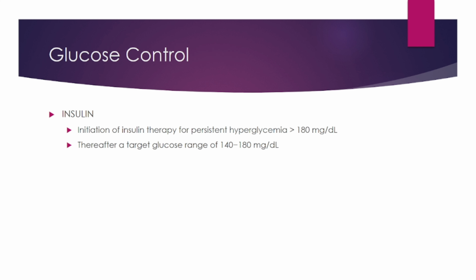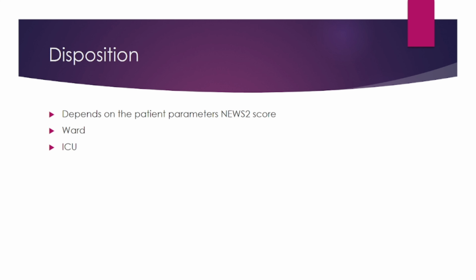Right. Glucose control. We try to control blood glucose if it is more than 180 milligram per deciliter. 1 minute more. And the disposition. That depends on the patient's NEWS score parameter, whether to send the patient to the ward or to the ICU.